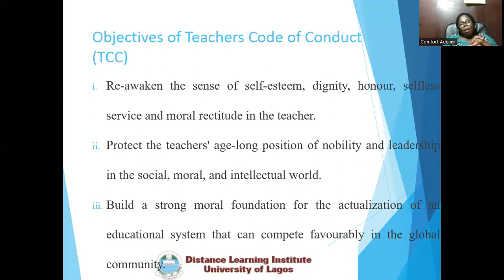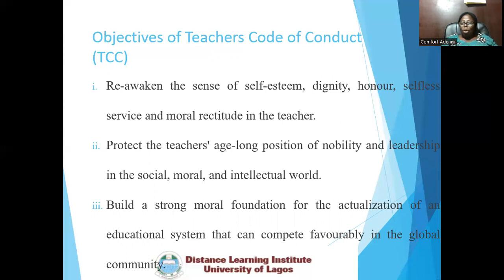Now, having talked about the teachers' code of ethics in Nigeria, let's talk about the objectives of the teacher code of conduct. Why are we talking about this code of conduct, this ethics or this rule? What does this code of conduct stand to achieve? One, reawaken the sense of self-esteem, dignity, honor, selflessness, service, and moral rectitude in the teacher. That is to make teachers have a kind of honor within themselves. Two, protect the teacher's age-long position of nobility and leadership in the social, moral, and intellectual world.